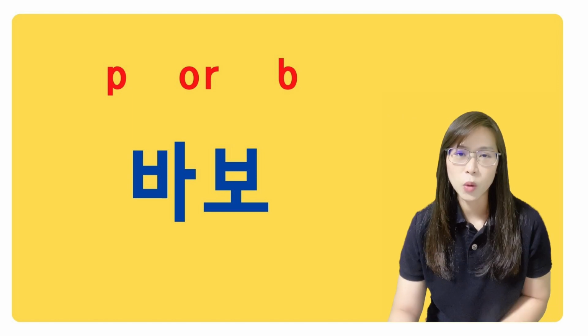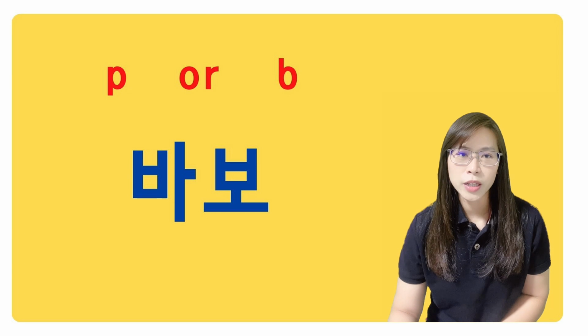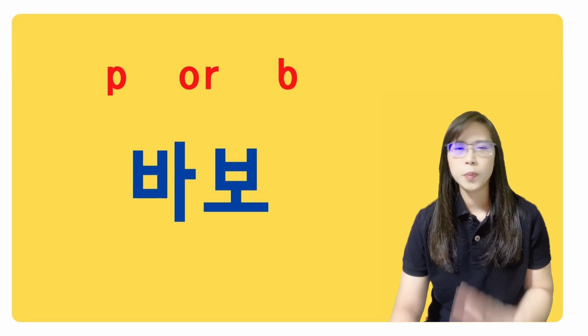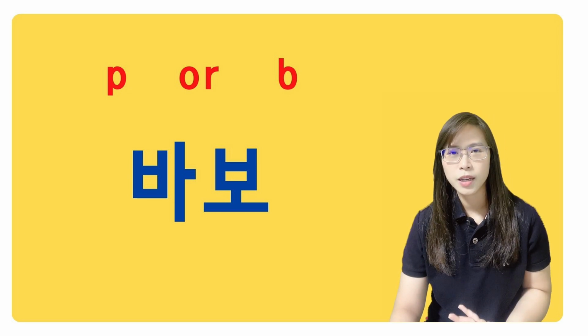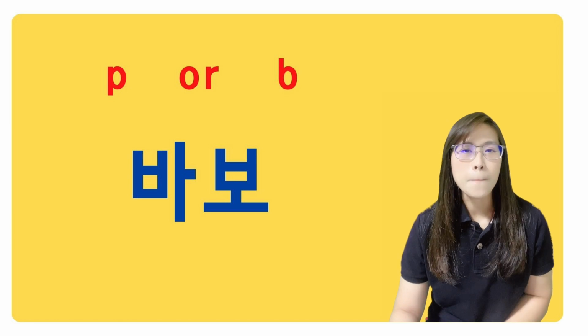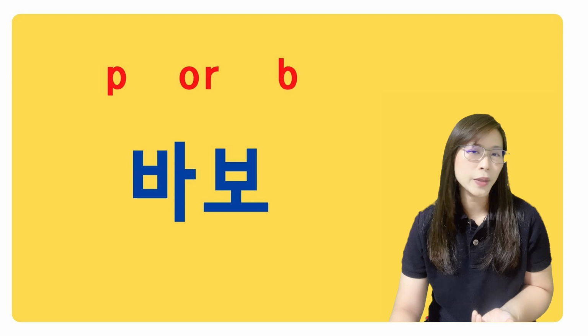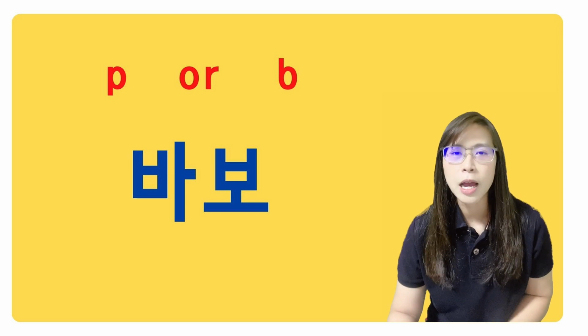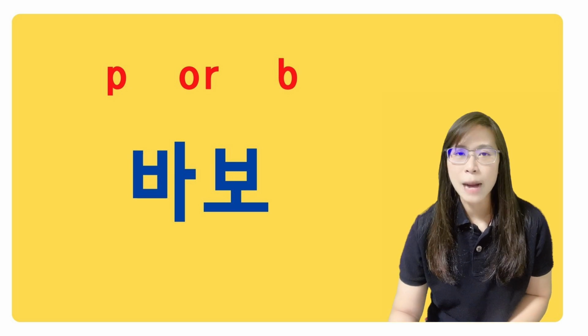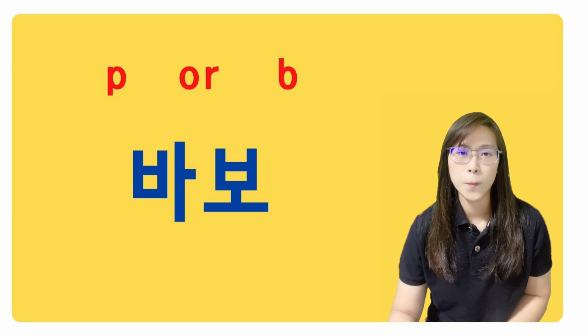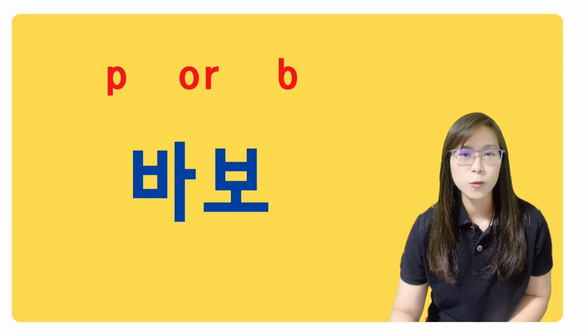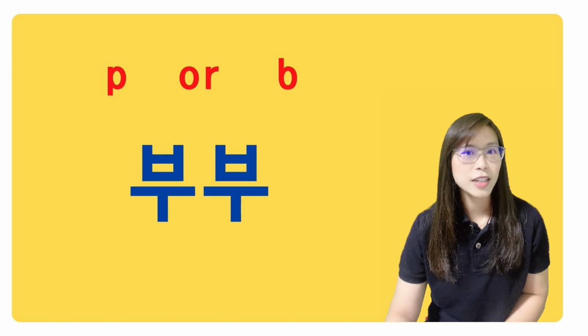Okay, so let's look at some of the examples over here. I want you to try along with me. Now look at this word over here. How do we pronounce it? Is it a P or is it a B? 그죠? 바보요. The first B is actually a P sound, whereas the second one is a B. 바보. 바보 is a fool. Okay, 바보.